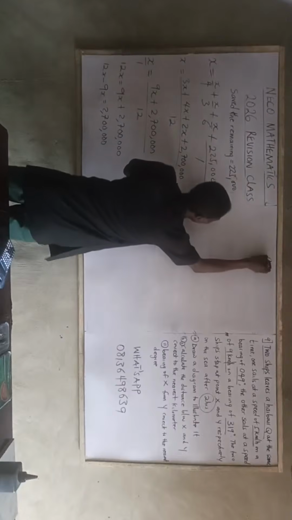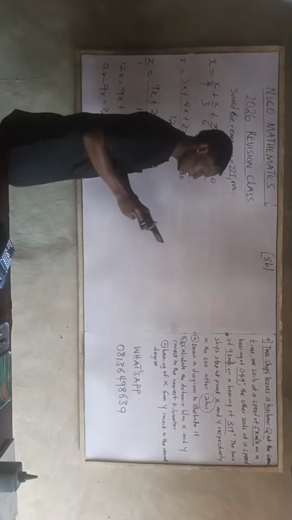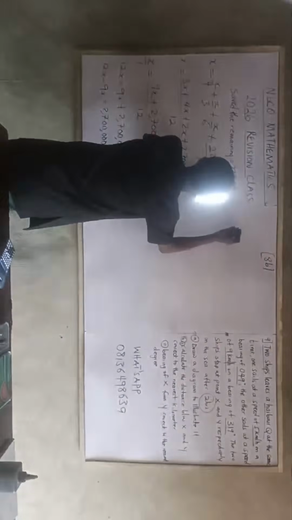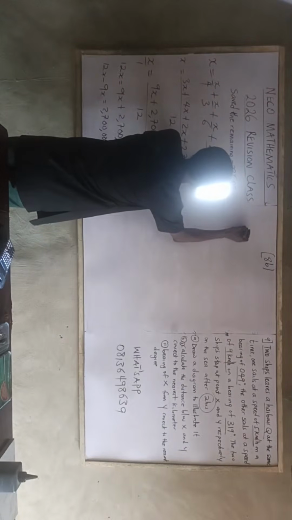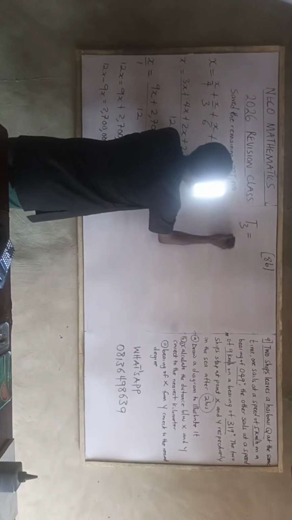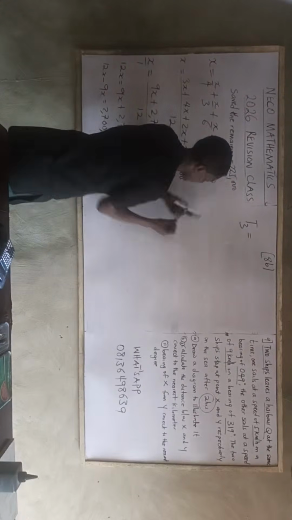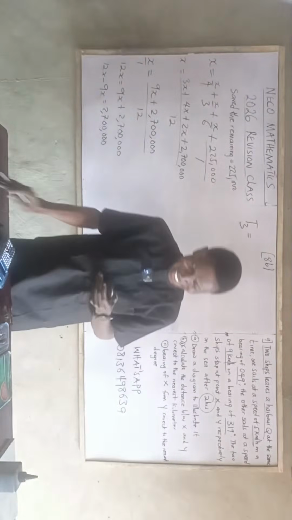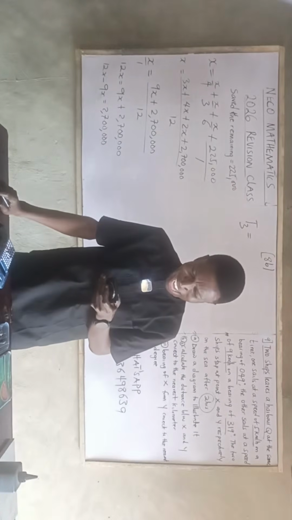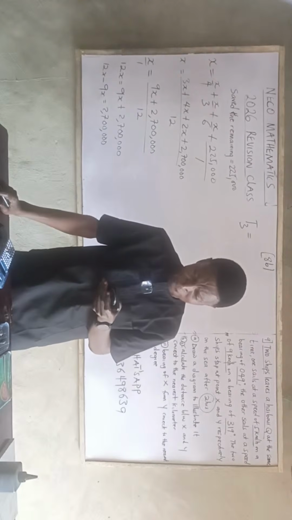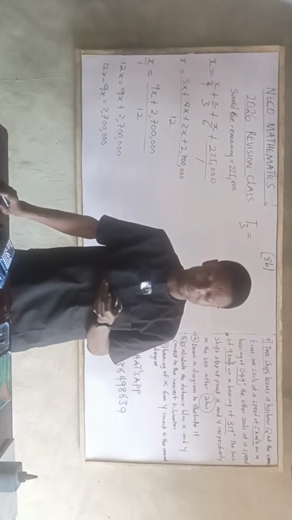The B part here, we're given that the third and ninth term. Okay, let me read the question to us. The third and ninth term of an arithmetic progression AP are 4m minus 2n and 2m minus 8n respectively. Express the common ratio in terms of m and n.